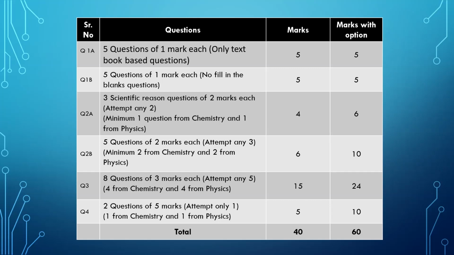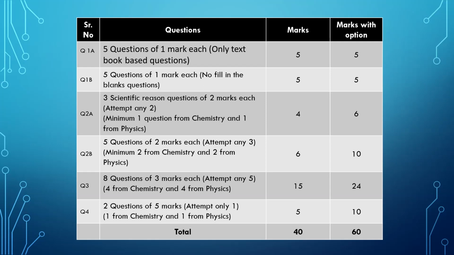See, in question number 3, what is it? 8 questions are given. Now see students, 8 questions are there, and each question consists of 3 marks. And how many do you have to attempt, students? You have to attempt any 5 out of these 8. When you attempt 5 questions, each of 3 marks, how many marks will this become? 15. Now see students, of these 8 questions given in question number 3, 4 questions will come from chemistry and 4 will come from physics. As 8 questions are there, each of 3 marks, marks with option will be 24. I hope you are getting it, you are understanding it.